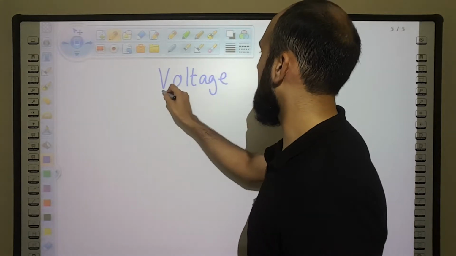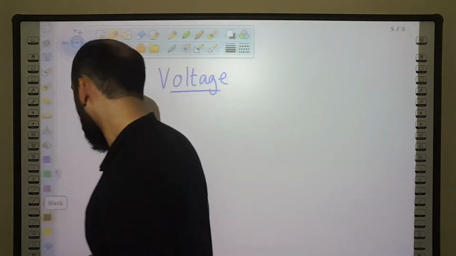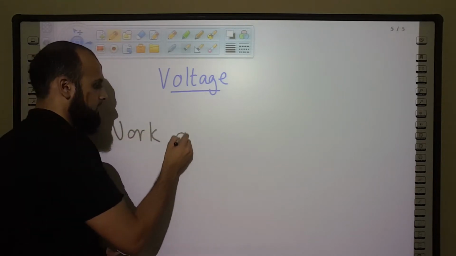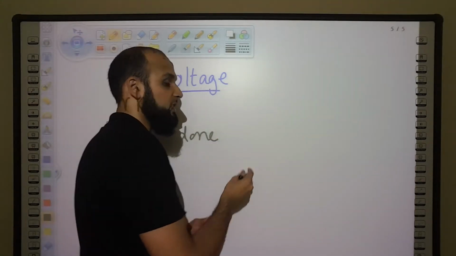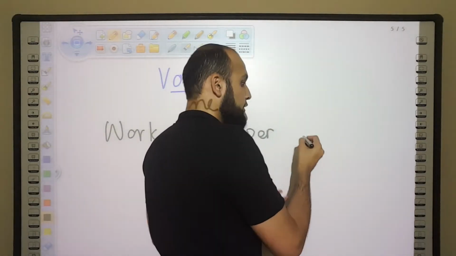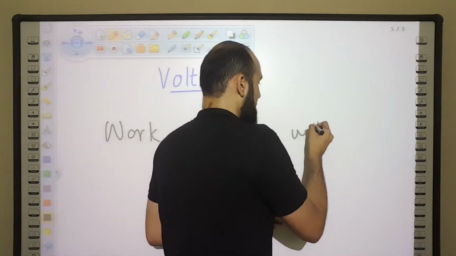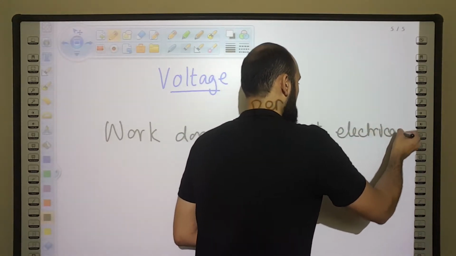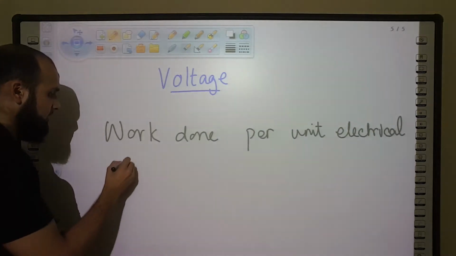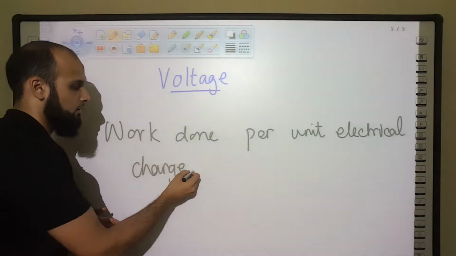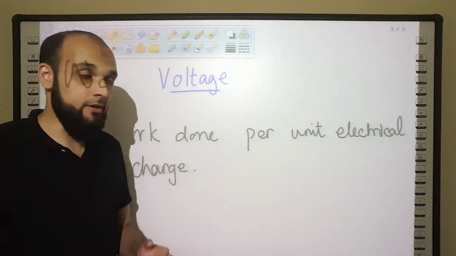So voltage is simply the work done or the energy transferred per unit of electrical charge for it to go from one point in the circuit to another, right?